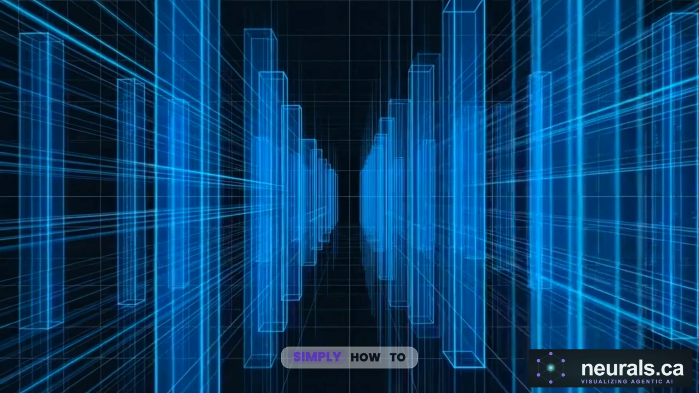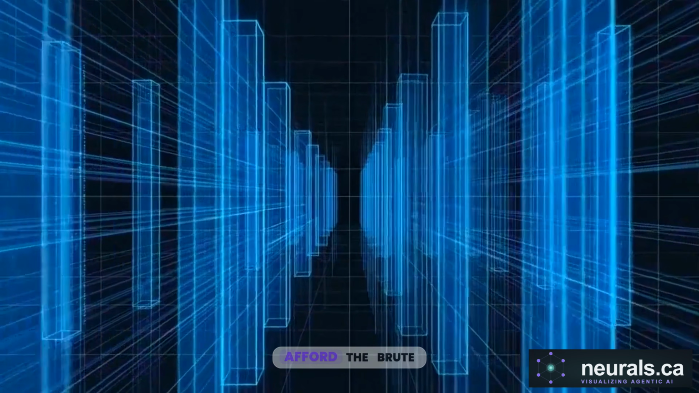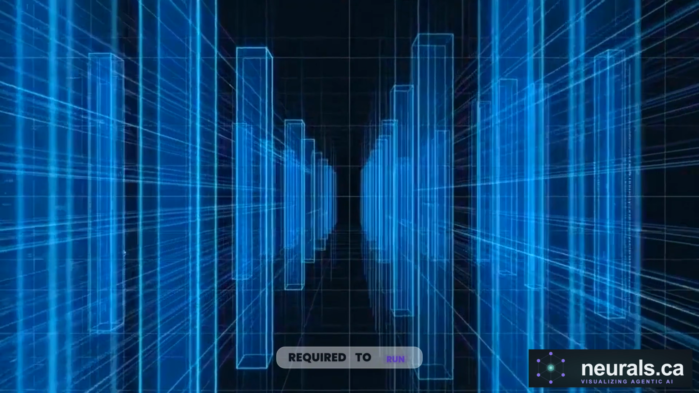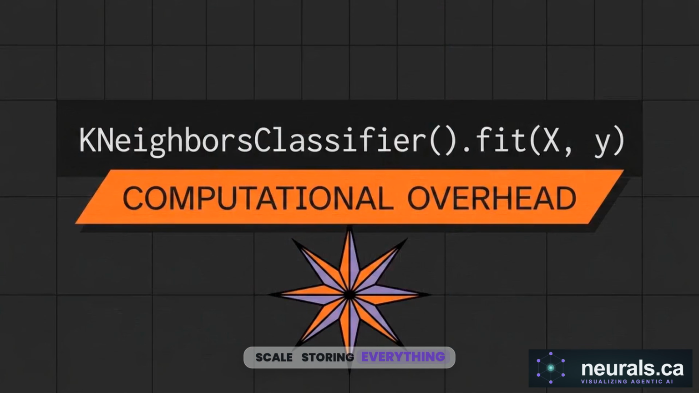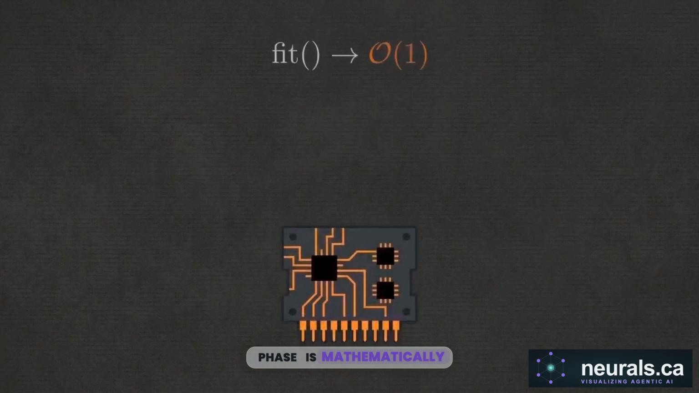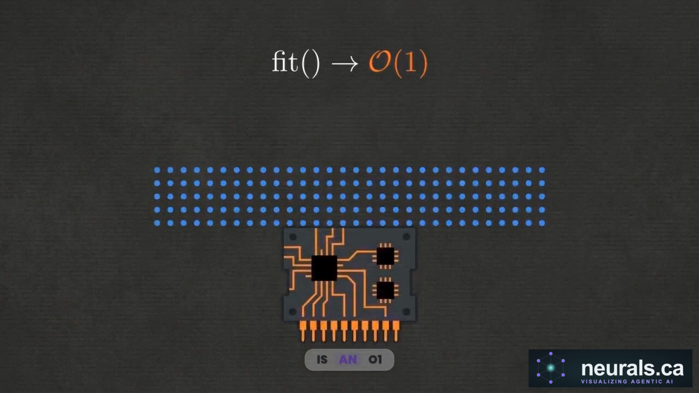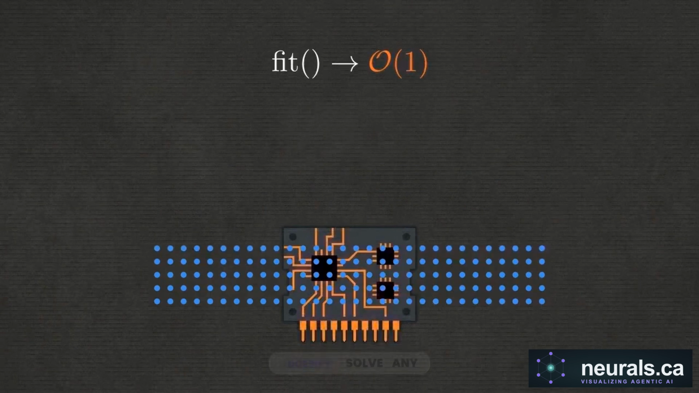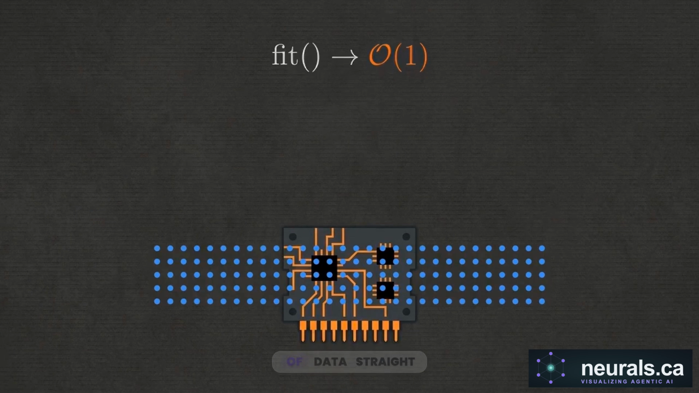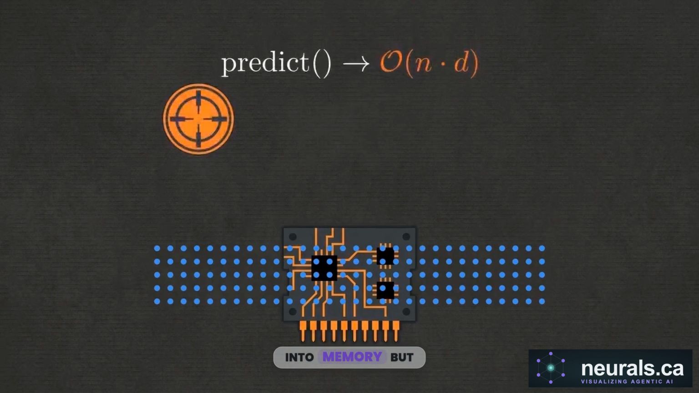The question modern engineers face is simply how to afford the brute force computing cost required to run it at massive scale. Storing everything and voting at query time sounds free. The training phase is mathematically instantaneous. Calling fit is an O(1) operation because it doesn't solve any equations. It simply dumps an n by d matrix of data straight into memory. But predicting a single new point triggers an exhaustive O(n times d) brute force computational sweep.